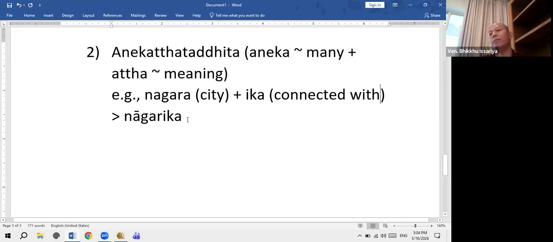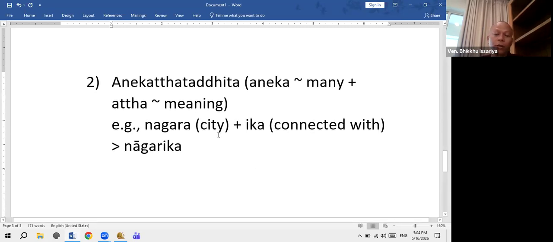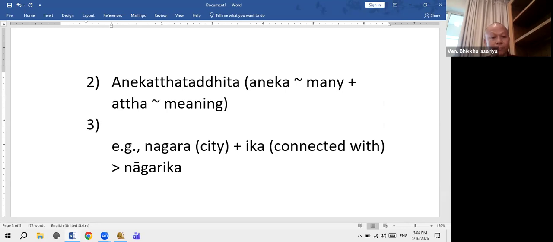Also in this type there will be many surfaces, just to understand the types of Taddhita. Now, based on the meaning, the Pali explanation will also be different. So for example, Nagari Wasati.